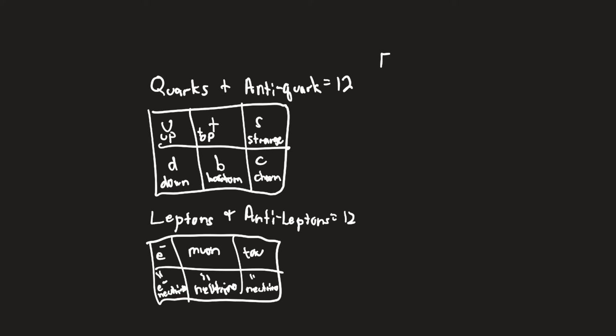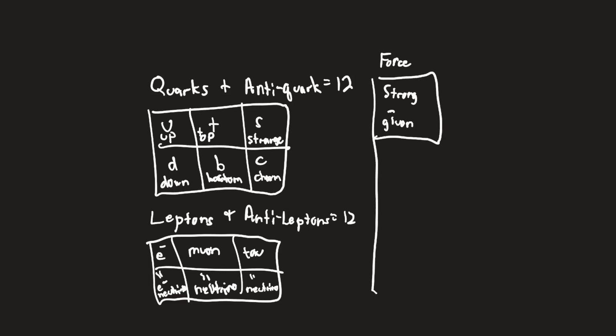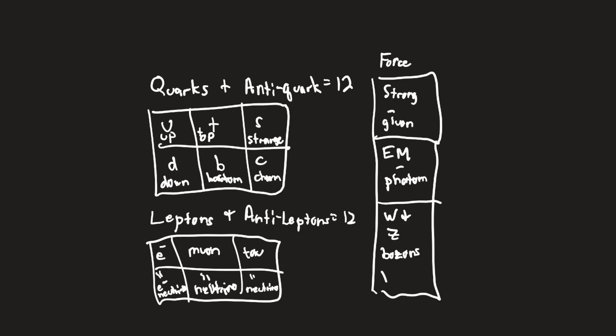Then we have the forces, right? We have these 4 forces that exist out there. We've got the strong force, and that uses a gluon. We want 4 little boxes for this. We've got the electromagnetic force, which has the photon. That is the particle that makes electromagnetism work. Then we've got the W and Z bosons, and those are what make the weak force work. And these are all confirmed.